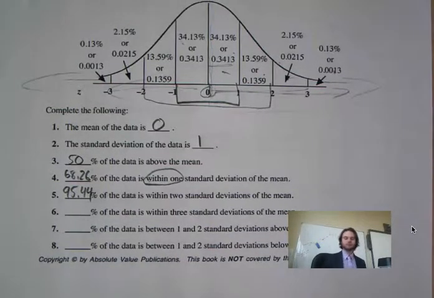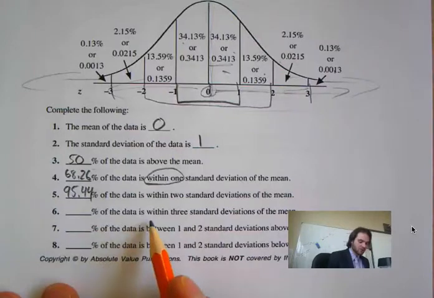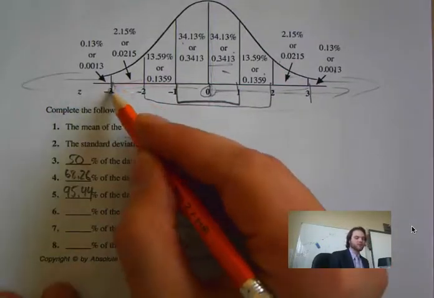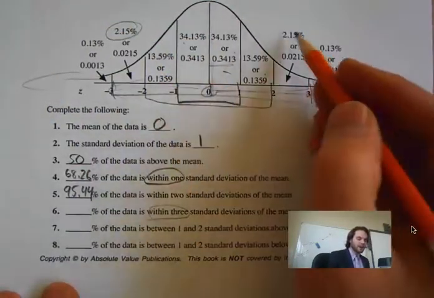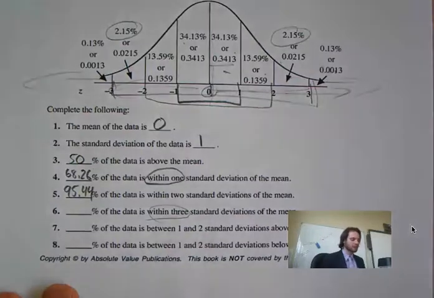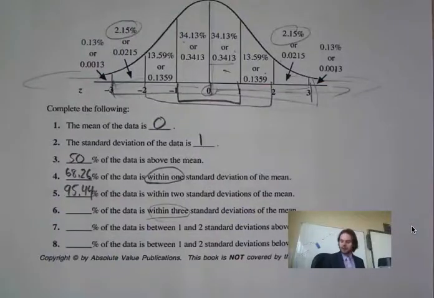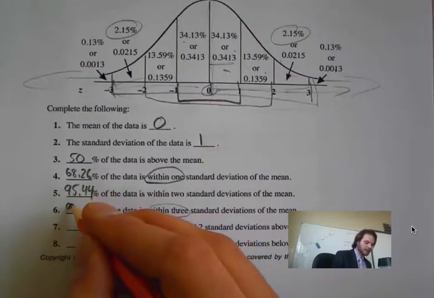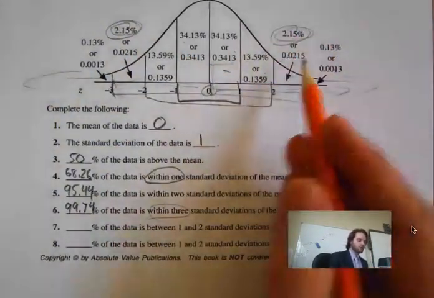Now, the next one says, what percentage of the data is within 3 standard deviations of the mean? So that's from here to here. I have to go 3 below and 3 above. Well, I have to add on 2.15 and 2.15. So that's 4.3% altogether. Because we add 4.3% to 95.44, that's going to end up giving me 99.74%.